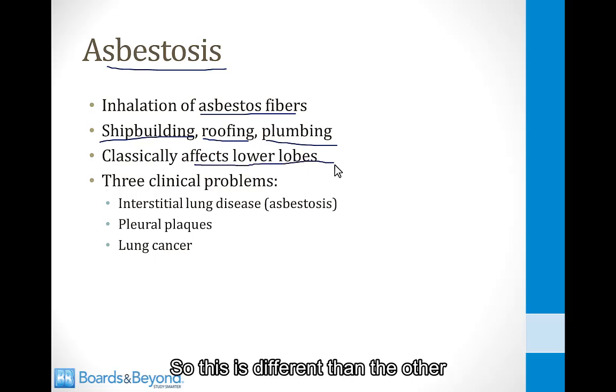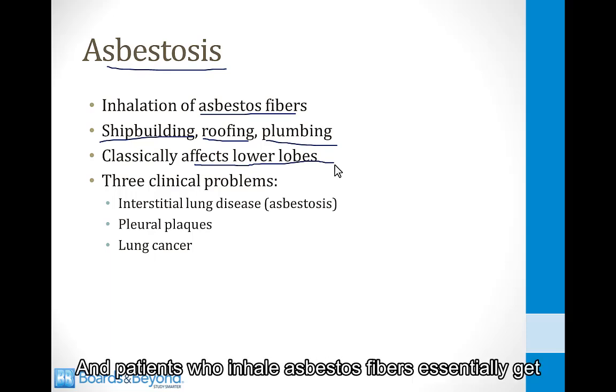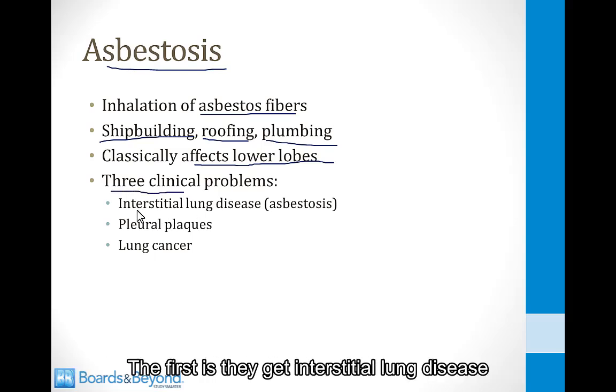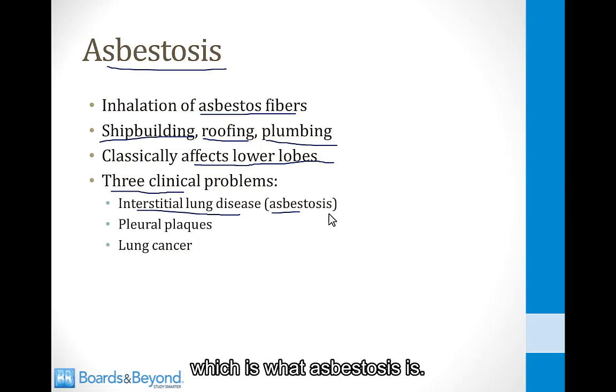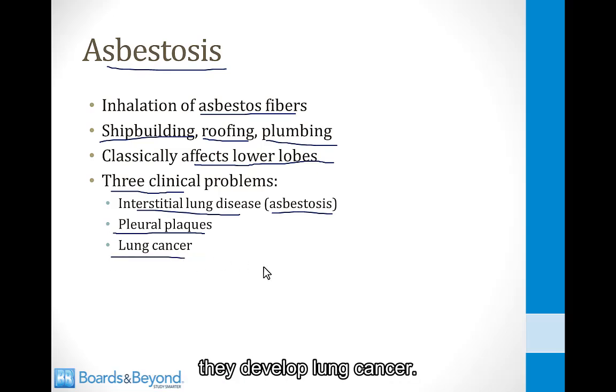So this is different than the other two occupational lung disorders which affect the upper lobes. And patients who inhale asbestos fibers essentially get three clinical problems. The first is they get interstitial lung disease, which is what asbestosis is. They also develop pleural plaques, and then finally they develop lung cancer.